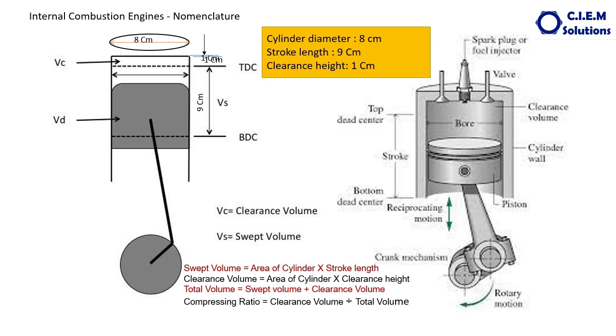Okay. This is stroke length. This complete volume up to here, up to TDC, is the swept volume. Whatever is above TDC is called the clearance volume. Then the total volume is the sum of both clearance and swept volume, and compression ratio is the clearance volume divided by the total volume. Let us calculate this, how much it comes.